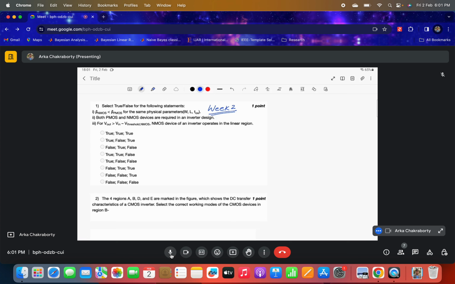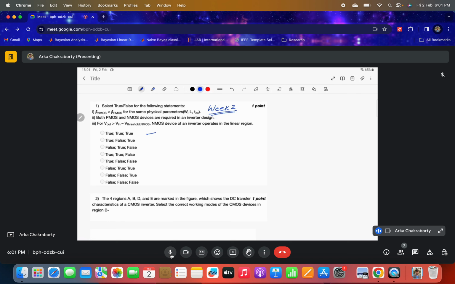Okay, fine. So first of all, the first question is, they have asked us to select true or false for the following statements. The first one is given as: it is given that beta NMOS is less than beta PMOS for the same physical parameters W, L, Tox. Okay. So what is beta n?